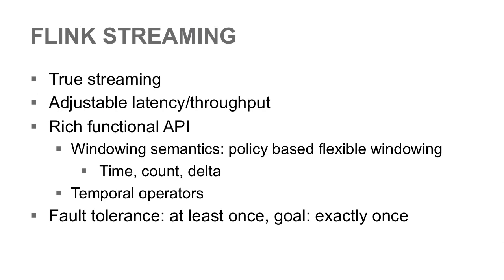Flink streaming is a true streaming system. It has adjustable latency and throughput, and it has a very rich functional API. What is interesting in this API is that it has a strong windowing semantics. We can define policy-based flexible windowing, which is based on things like time, count of elements, deltas. We can provide various temporal operators. And we have also various settings for fault tolerance. At least once is the one that is currently implemented, and the goal is to provide functionality for exactly once.